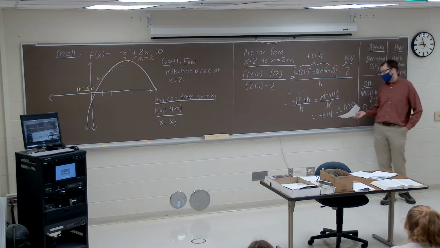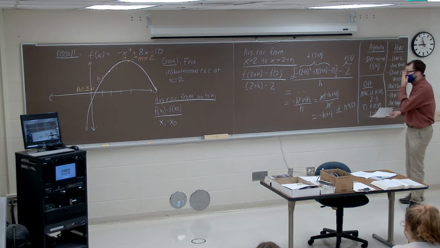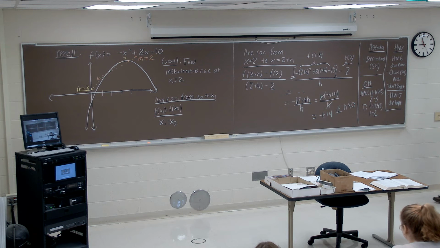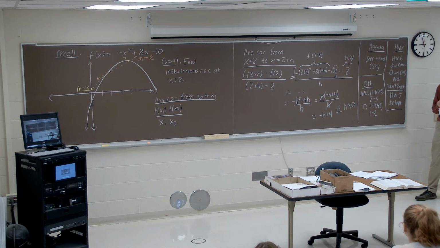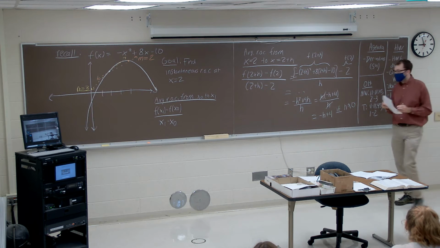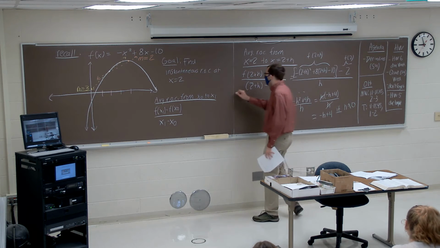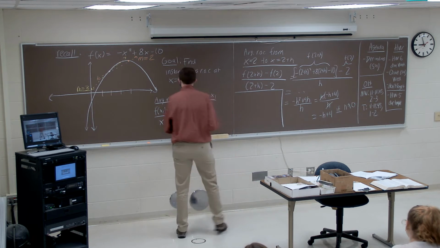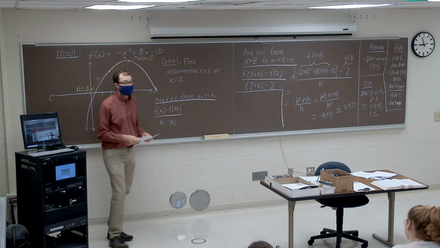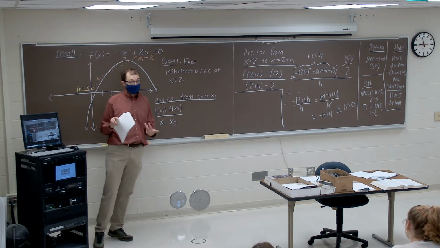We had this expression for our average rate of change from x equals 2 to x equals 2 plus h. Any questions or comments so far? So using this expression, you can actually make finding average rate of change from x equals 2 to close by points very, very quickly.